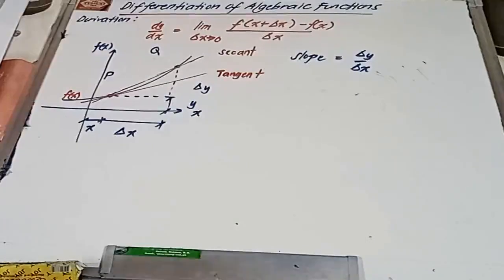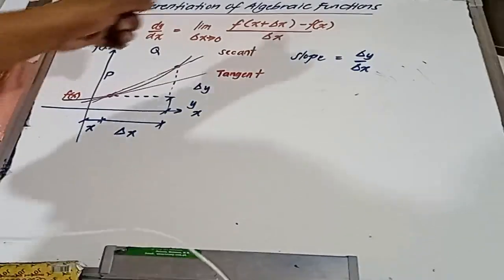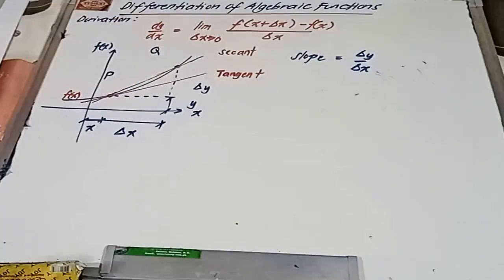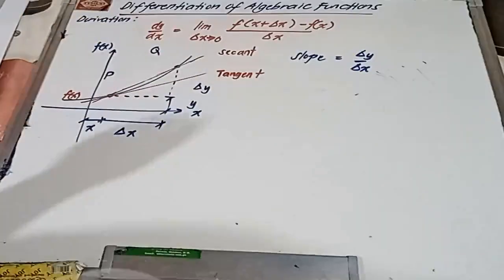Okay, good day. So in this video, I'm going to show you the derivation of the formula in finding the derivative of a function. And that formula is dy over dx equals limit of f of x plus delta x minus f of x all over delta x as delta x approaches 0.